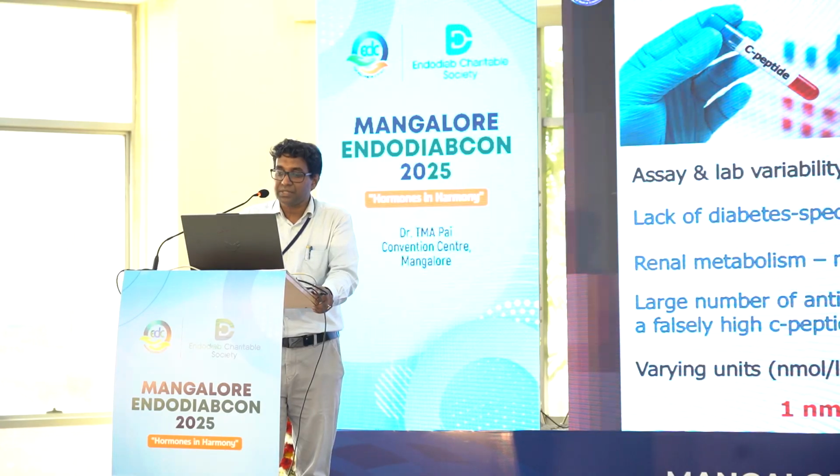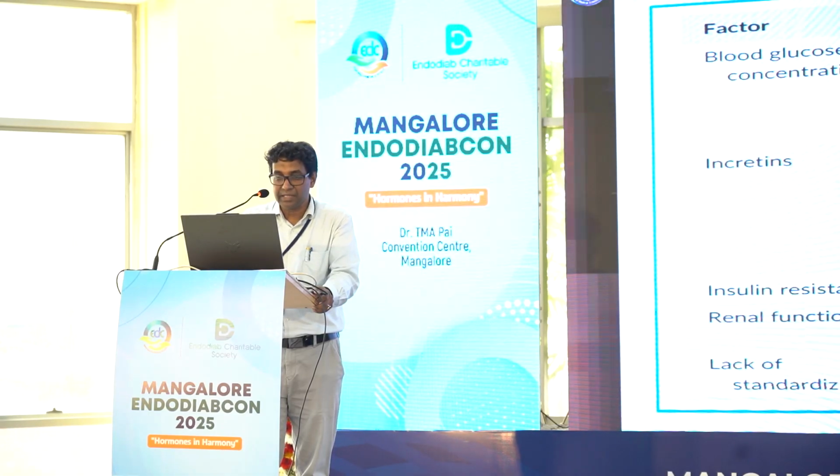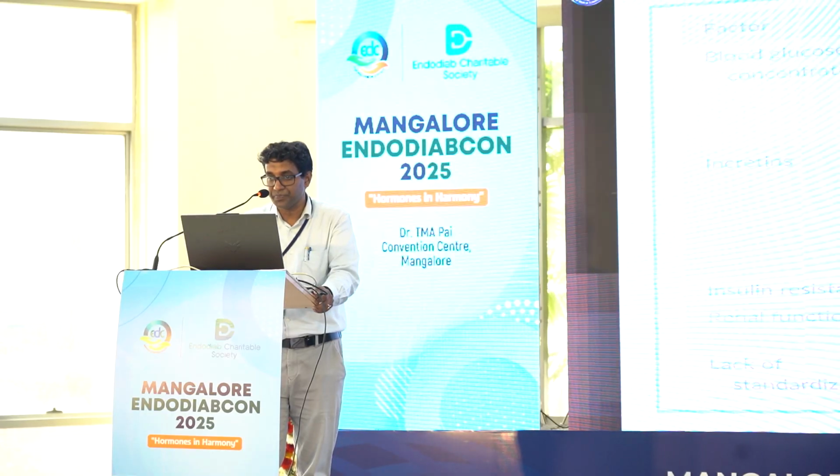By and large, Western literature reports it as nanomoles per liter, and our readings are mostly in nanograms per milliliter. So you just need to multiply by 3 if you get a value in nanomoles per liter. That's very important when you're interpreting C-peptides. These are the common factors known to most of us, most important being the existing blood glucose concentration, the level of incretins, renal function, and of course insulin resistance, which can give you higher C-peptide values.